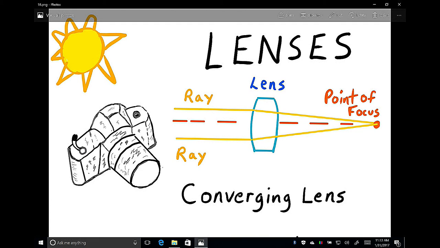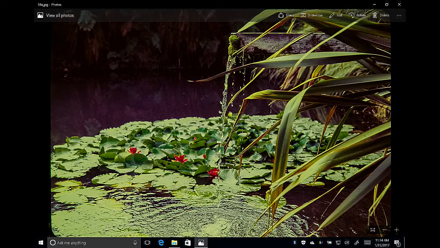And that's, again, the whole point of a lens: to converge and focus the light. Otherwise, we don't have much except unfocused light. And the reason that's important is illustrated in this example of a lot of detail. So you need to have really sharply focused light in order to be able to capture an image like this.